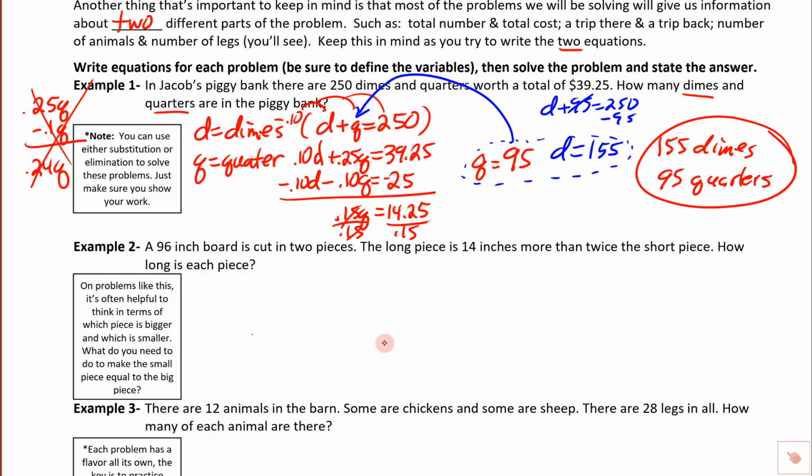So let's go ahead and take a look at the next one. This one says a 96-inch board is cut into two pieces. The long piece is 14 inches more than twice the short piece. How long is each piece?